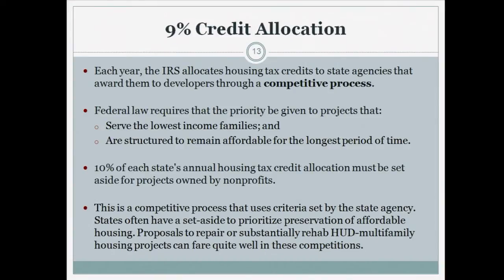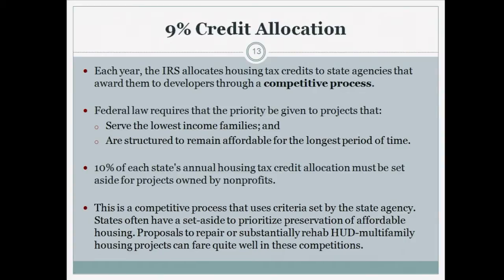There are some federal requirements that each state has to adopt in setting the standards for how they're going to allocate credits. Through the allocation, they must serve the lowest income families, and they must be structured to remain affordable for the longest period of time. And the way you'll see this play out in the actual QAP, the Qualified Allocation Plan, is typically projects that restrict more units for lower income families will receive more points. And to address the second item, projects that commit to remain affordable beyond an initial 15-year compliance period, so for 30 or 40 years, will receive favorable points.